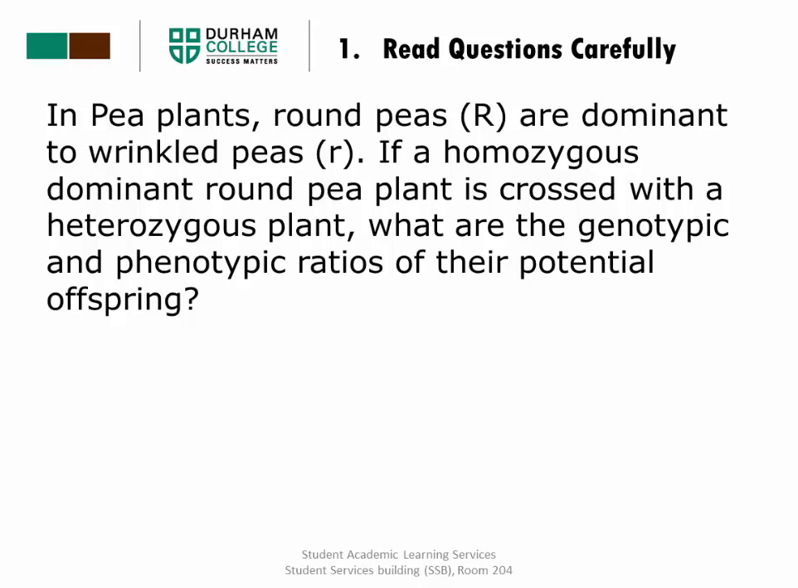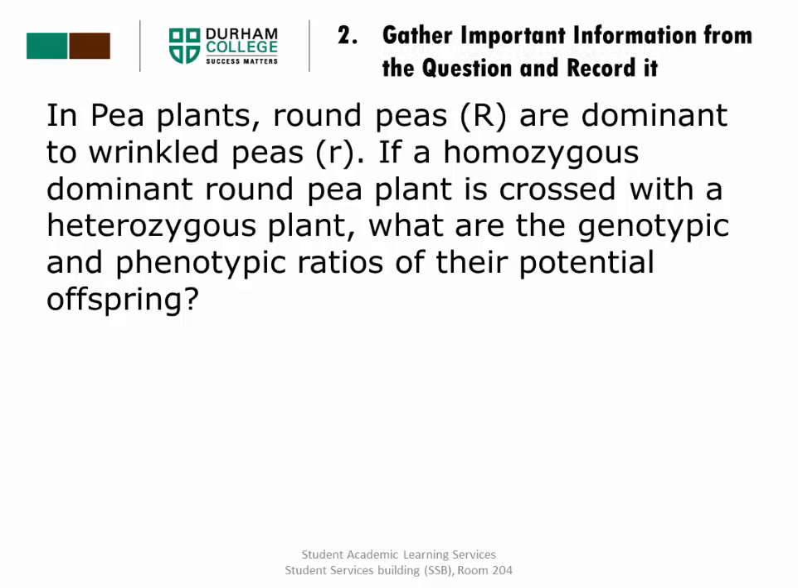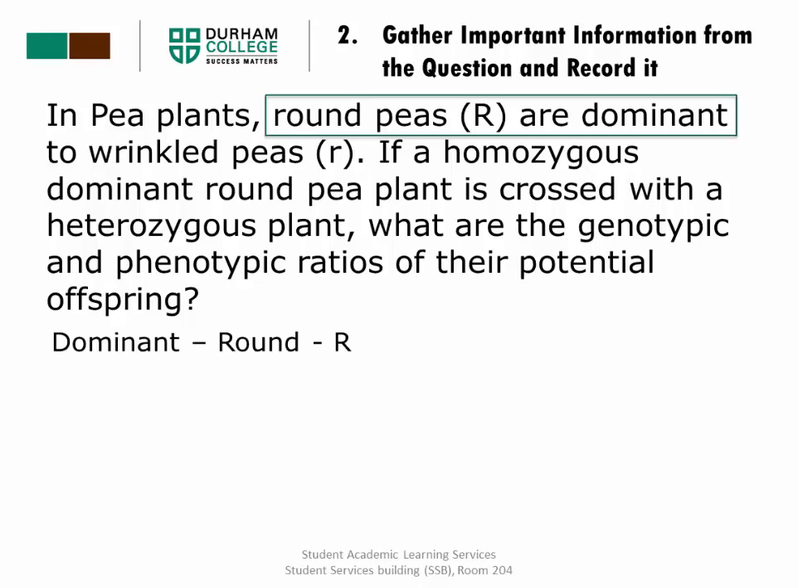Again, there are quite a few details here. Therefore, step 2 is equally as important as step 1. Step 2, gather important information from the question and record it. As we read through this question, we can see that round peas, capital R, are dominant. So we should record that in the space beneath the question.